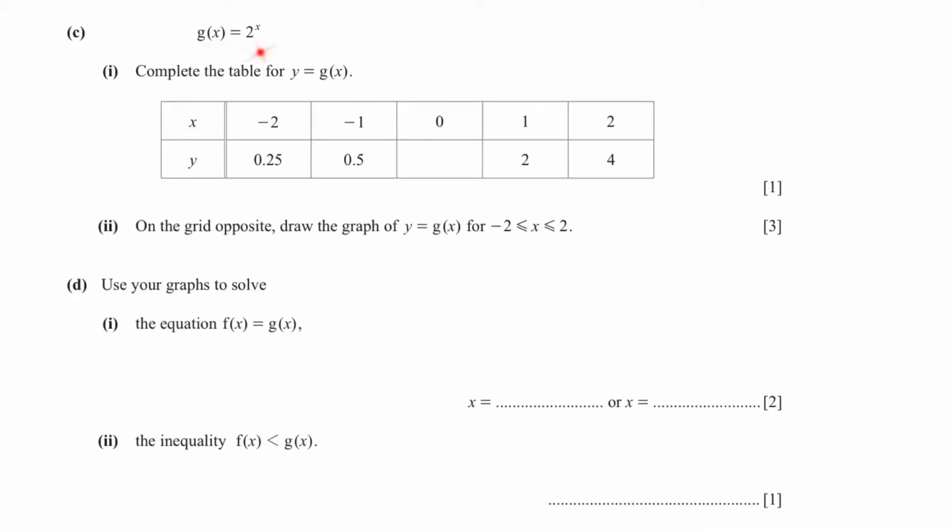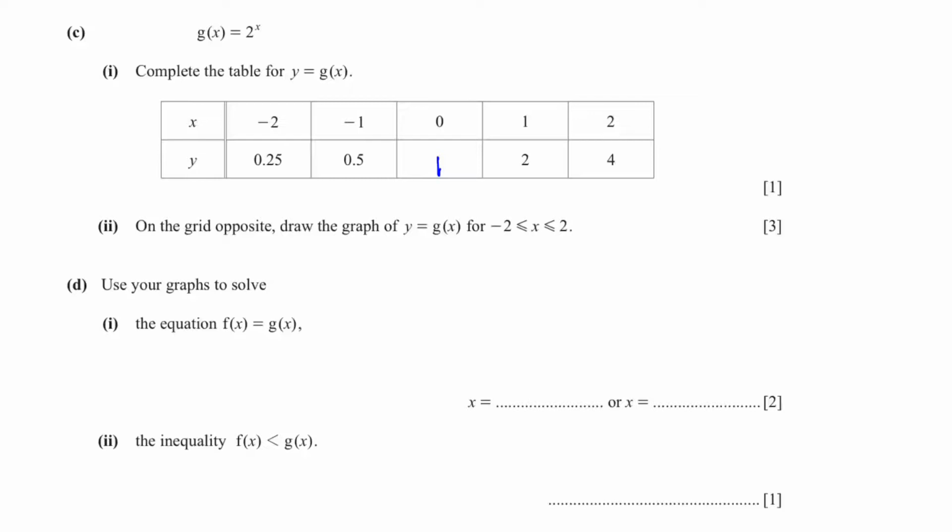Part C, g of x is equal to 2 to the power of x. The table has been given to us. We have to find the y value when x is 0. So in place of x, substitute 0 and you will get 1. Next, on the grid opposite, draw the graph of y is equal to g of x. So now we'll draw the graph.